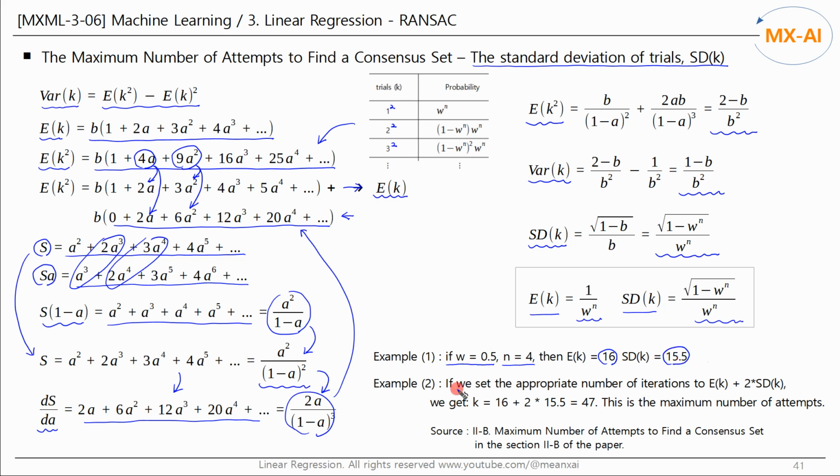If we determine the appropriate number of iterations this way, k becomes 47. This is the maximum number of attempts. All selected data points are very likely to be inliers at least once during the 47 iterations.